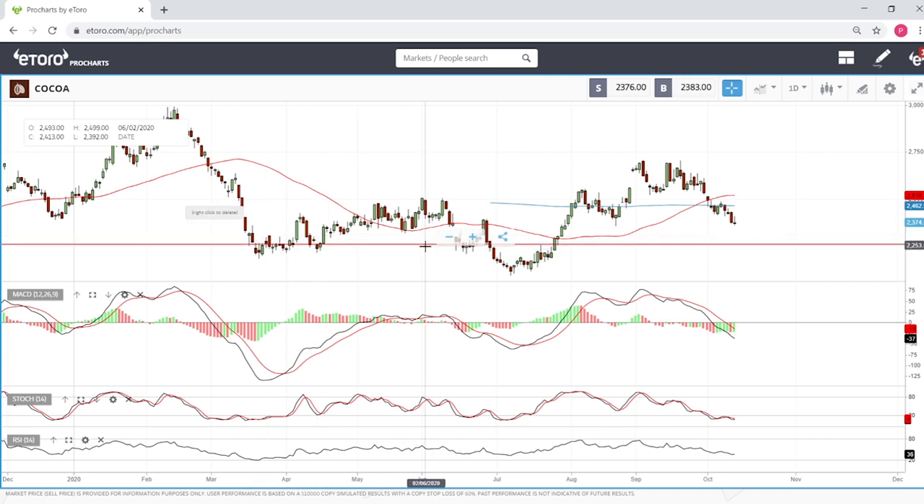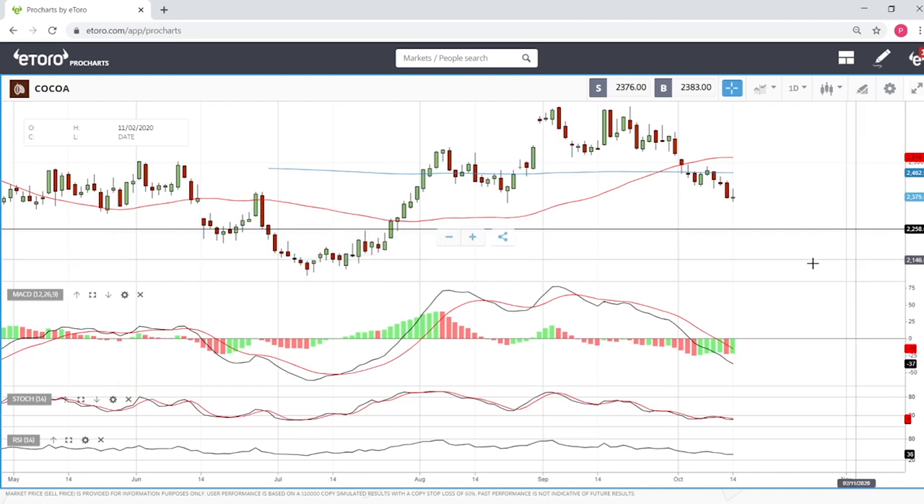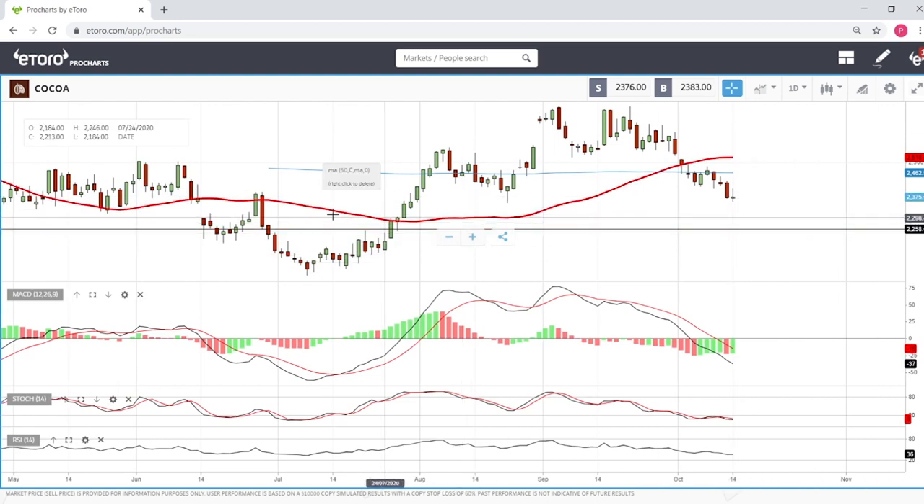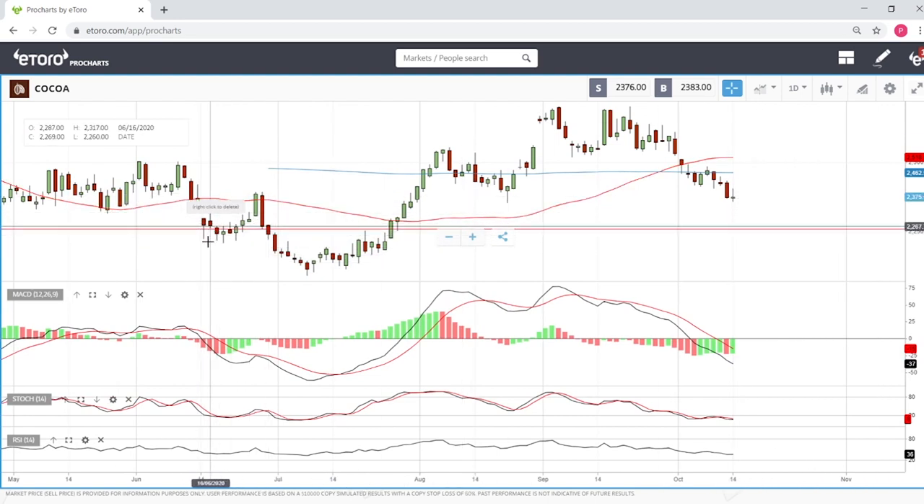We saw that we tested it twice over here and also here back in April and March and May, and then also in June. So I do expect when we get towards the 2.258 that we'll bounce from here. That should be significant support. If we were to break through this area, then we'll go all the way down to 2.1, and it is almost certain that we'll bounce from there.